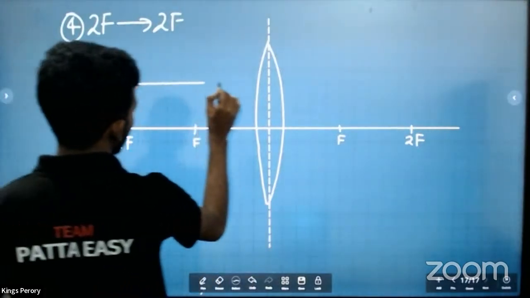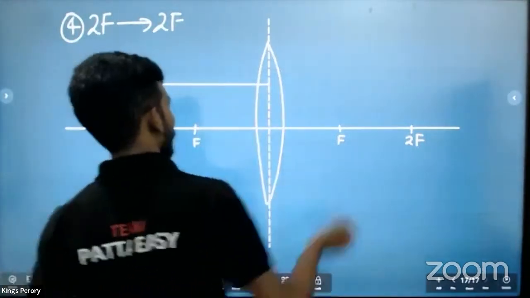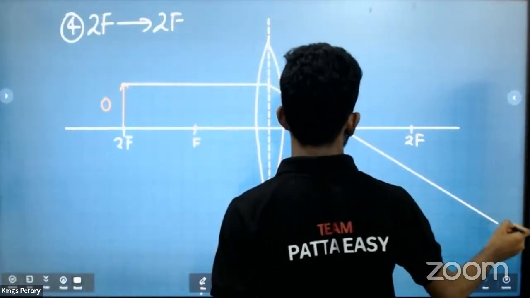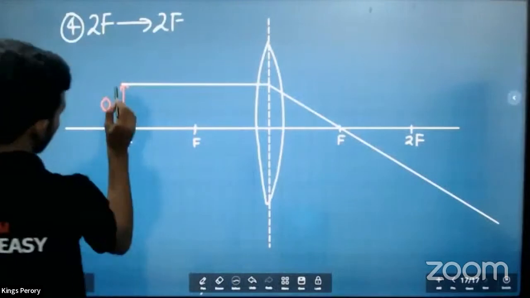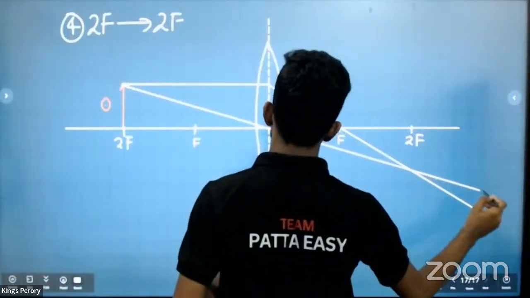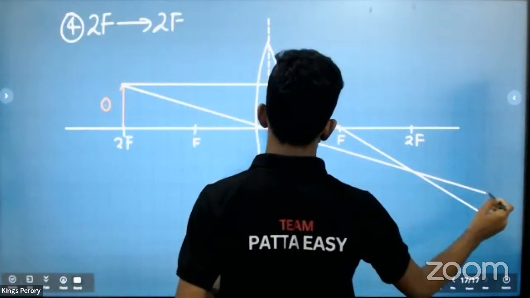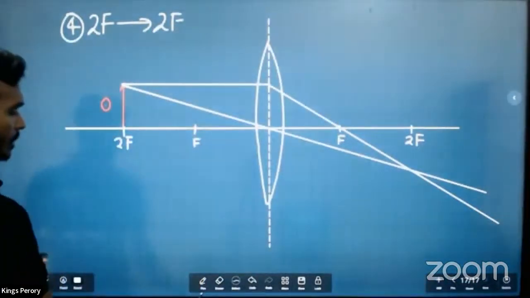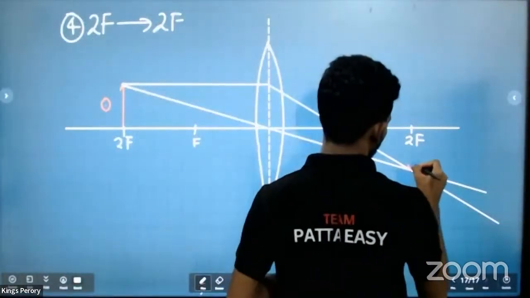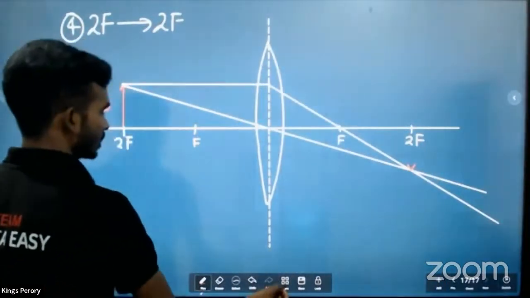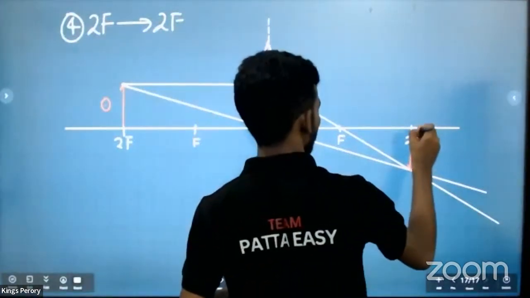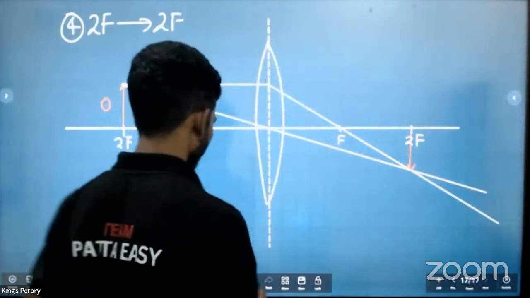One ray parallel, refract and go through focal. Second ray through optical center, travels in the same path. You have the meeting point there. That is your head. Tail is always on the principal axis. That is your tail. Can you see exactly how?